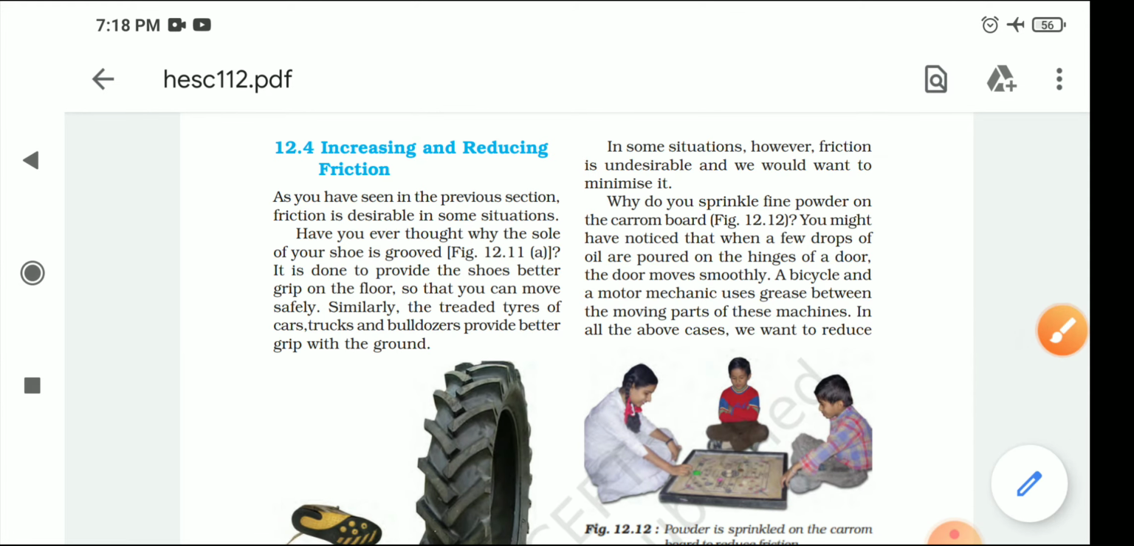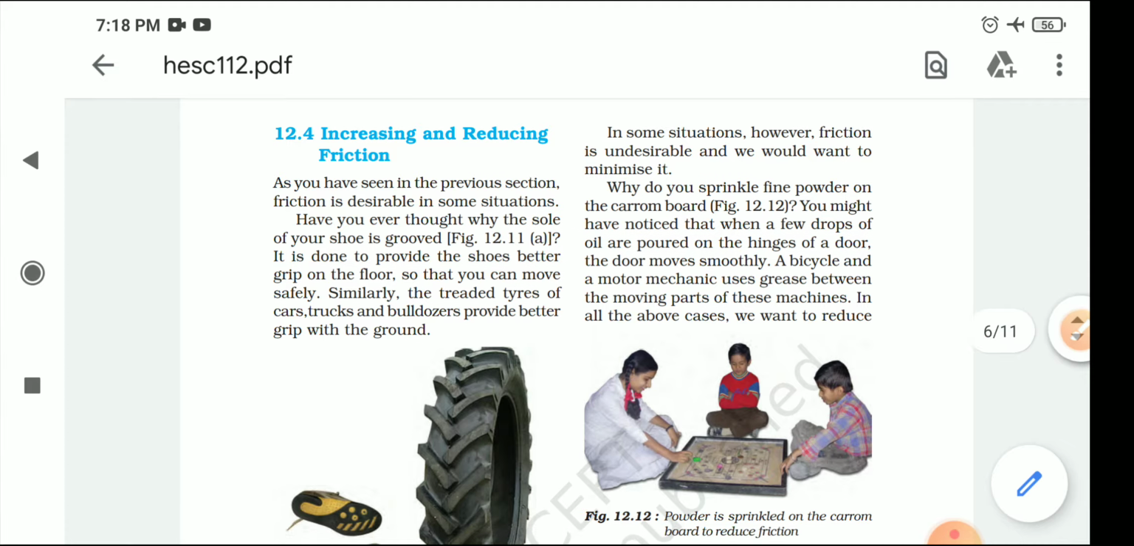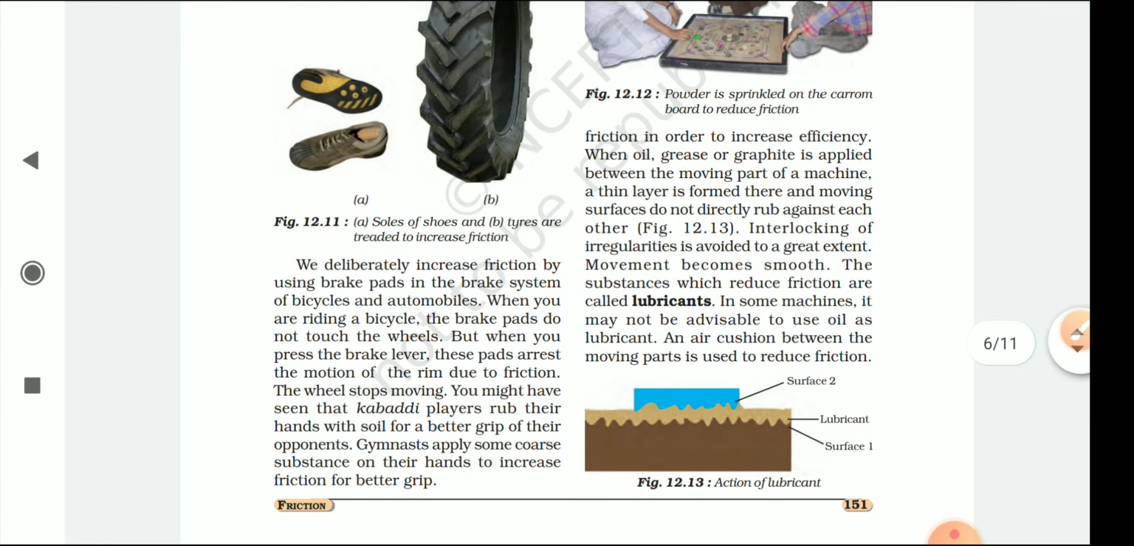As you have seen in the previous section, friction is desirable in some situations. Have you ever thought why the sole of your shoes is grooved? It is done to provide the shoes a better grip on the floor so that you can move safely. Similarly, the tires of cars, trucks and bulldozers provide better grip with the ground. We deliberately increase friction by using brake pads in the brake system of bicycles and automobiles. When you are riding a bicycle, the brake pads do not touch the wheels, but when you press the brake lever, these pads arrest the motion of the rim due to the friction.